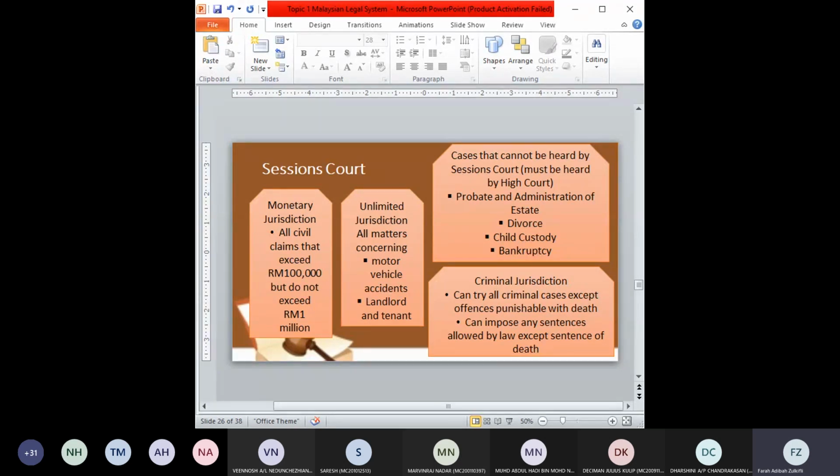That is for criminal. For civil claims in the Sessions Court, if the civil claim exceeds 100,000 ringgit but is less than 1 million, your case must be filed at the Sessions Court.